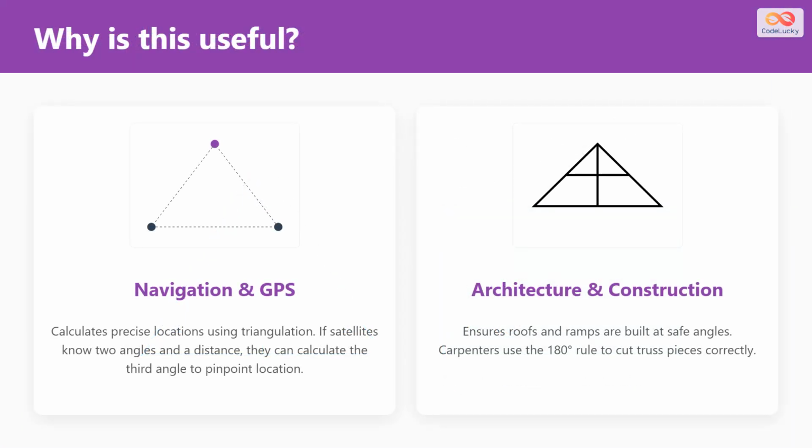Why is this important in the real world? This theorem is the foundation of trigonometry, used every day in navigation and GPS technology to pinpoint locations using satellites. It is also critical in architecture and construction, ensuring that roof trusses and support beams are cut at the correct angles to be stable and safe.